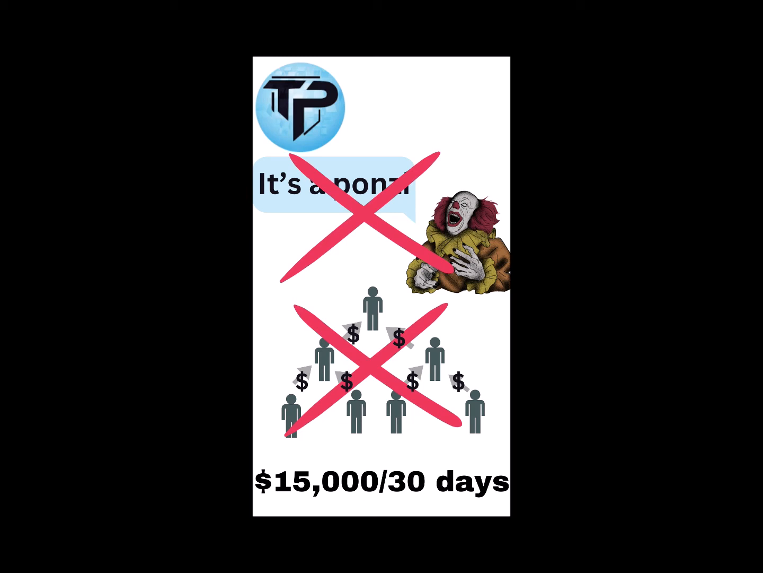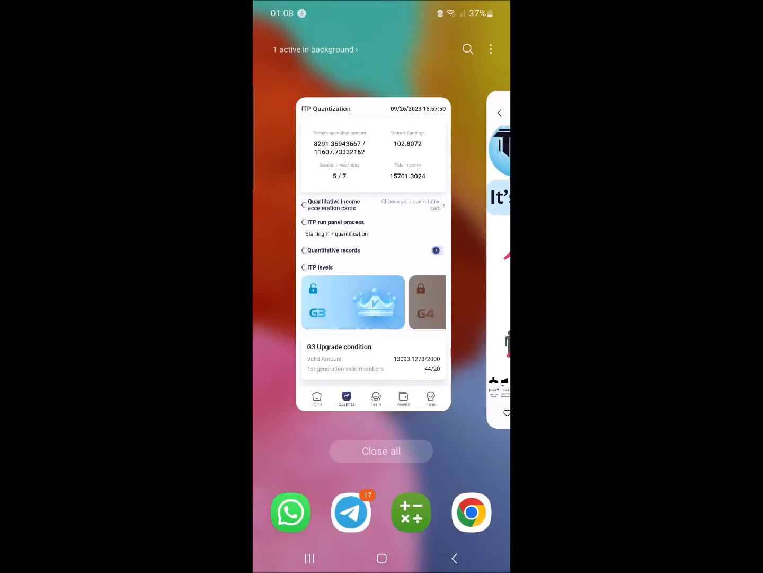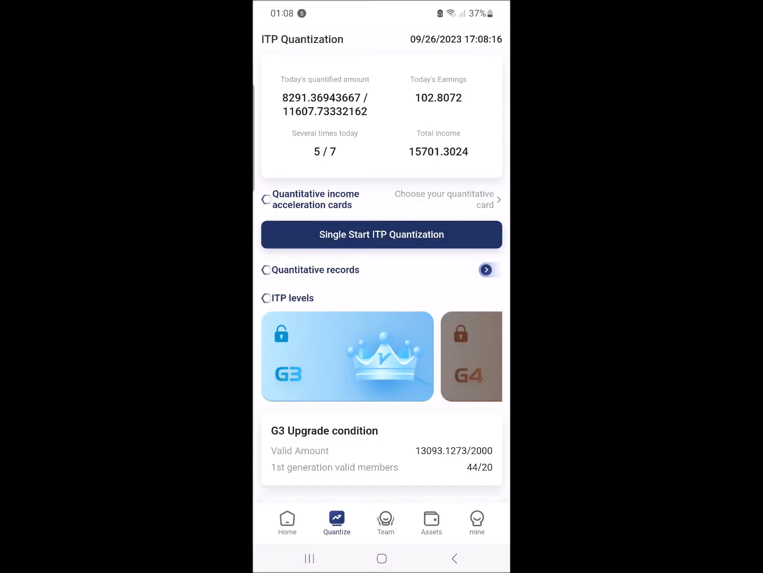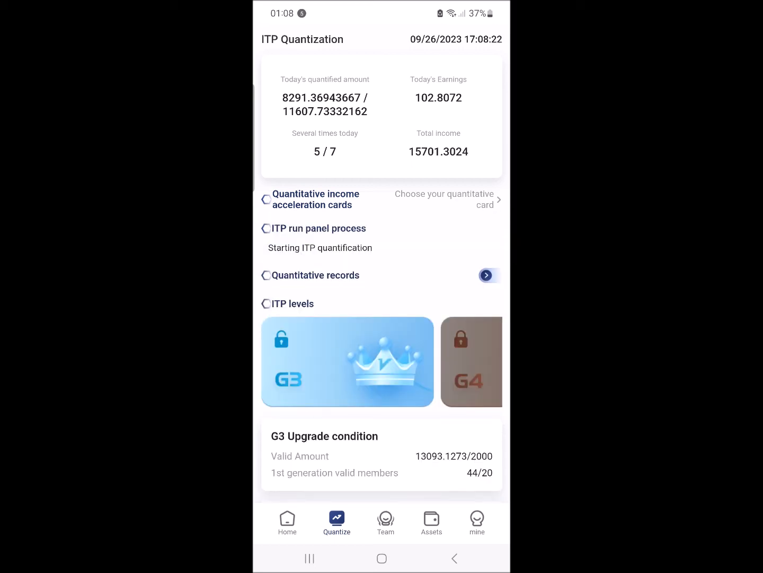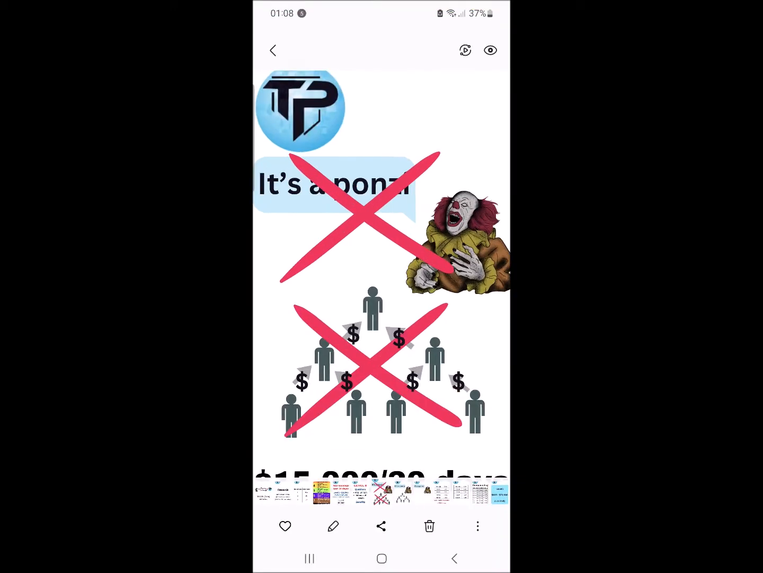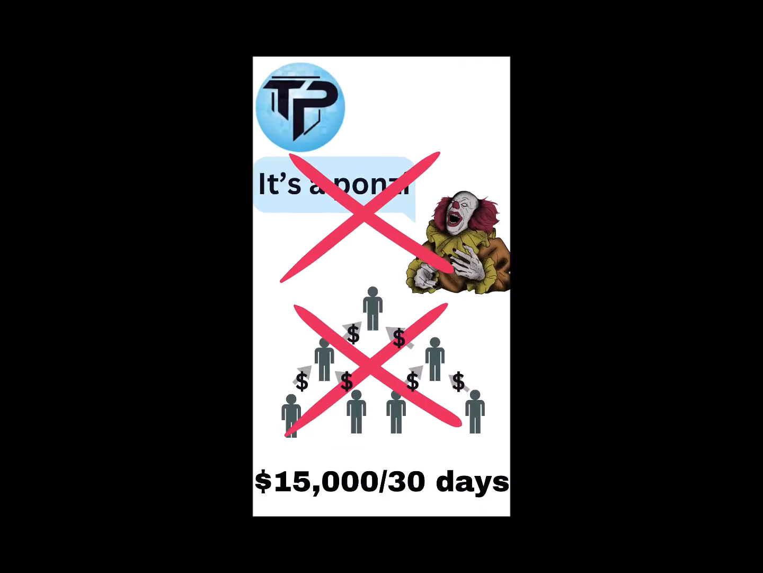Okay, I'm going to go back to my trading app now. Okay, so that's the last 2 trades have gone through. I'm going to put another trade on. I'm going to leave that running in the background while we go back to the presentation.